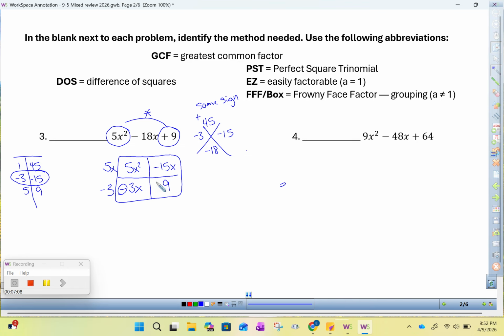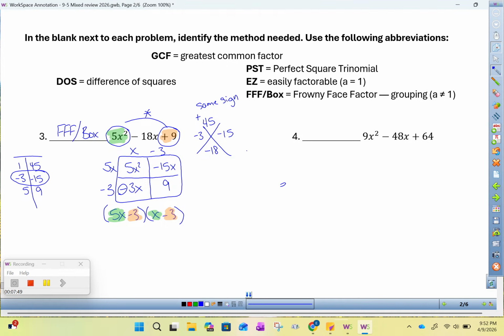Remember, you can also use the formatting of the box to help you. 5x times x gets me to x squared. 5x times negative 3 gets me to negative 15x. Okay, so I have two factors here, 5x minus 3 and x minus 3. We're going to check our work here. Does 5x times x get us to the first term? And then we want to see, does the second term times the second term get us to that last one? And it works out for us. This one was frowny face factoring, or you can write box. Either one is fine for me.